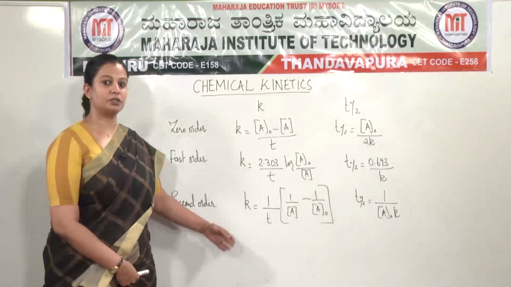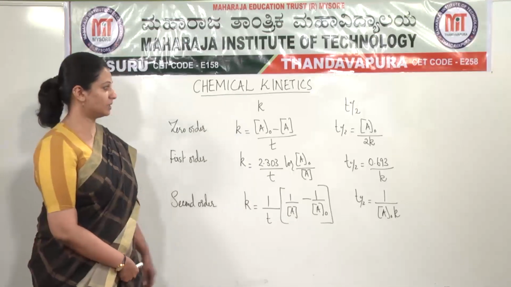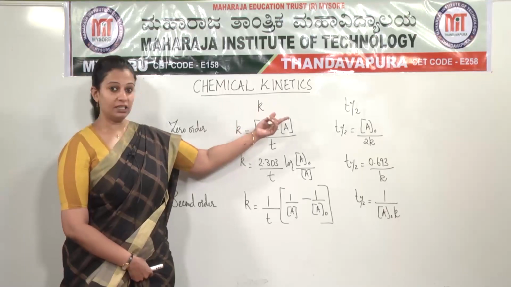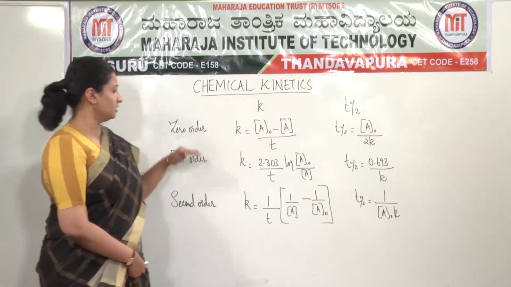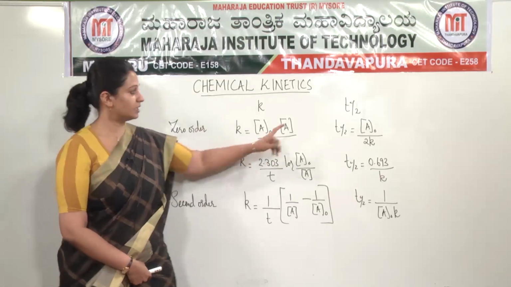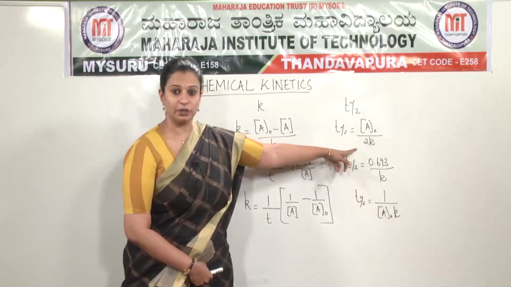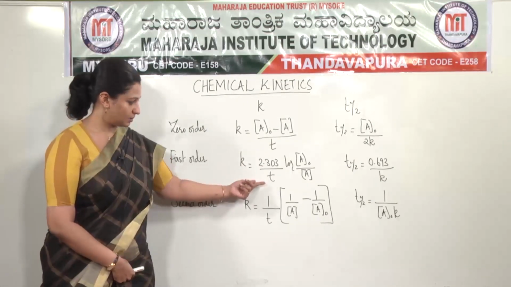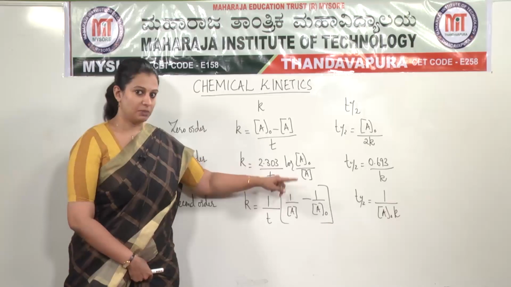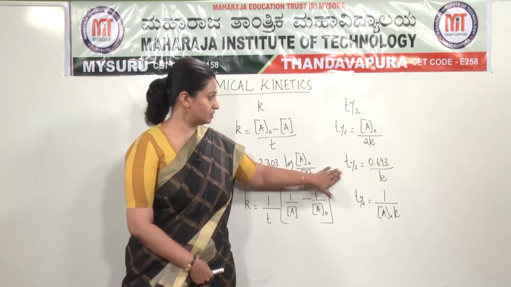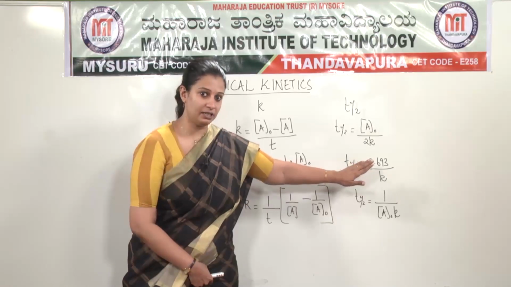So here are some important formulae in order to remember the rate constant indicated by k and t half, that is the half-life period. For zero order, k is equal to A naught minus A by t, whereas t half is A naught by 2k. For first order reaction, k is equal to 2.303 by t log A naught by A. And here t half is independent of initial concentration, which is why it is 0.693 by k.